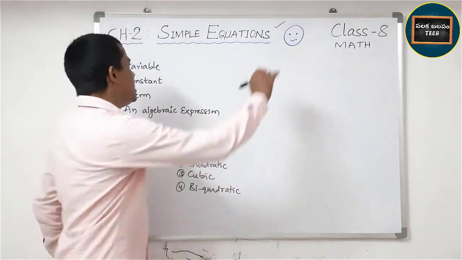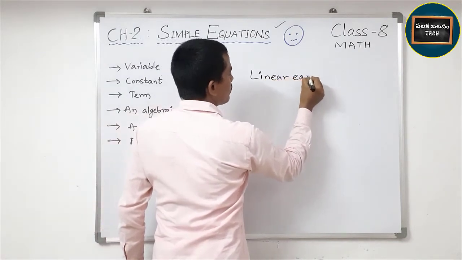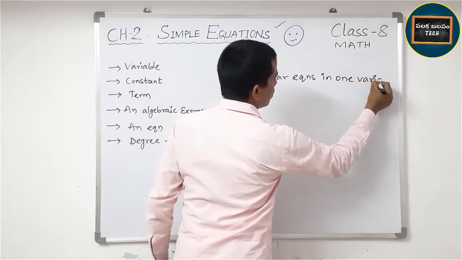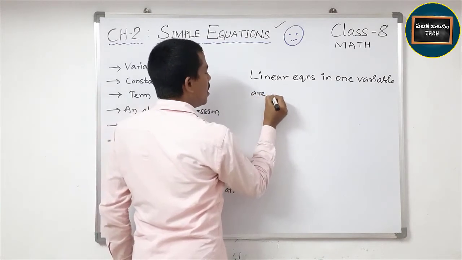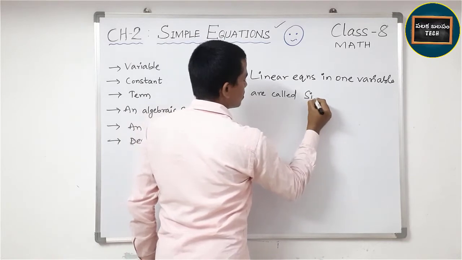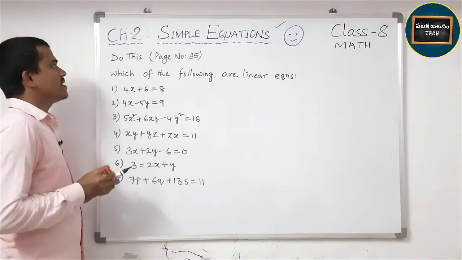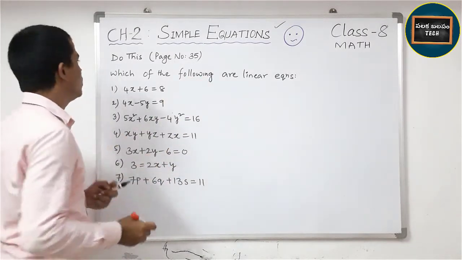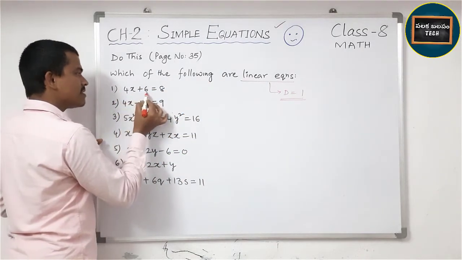Now linear equations in one variable. Linear equations in one variable are called simple equations. Now let us do this question, page number 35 from the textbook of 8th class mathematics. Which of the following are linear equations? The first question is 4x plus 6 equal to 8.